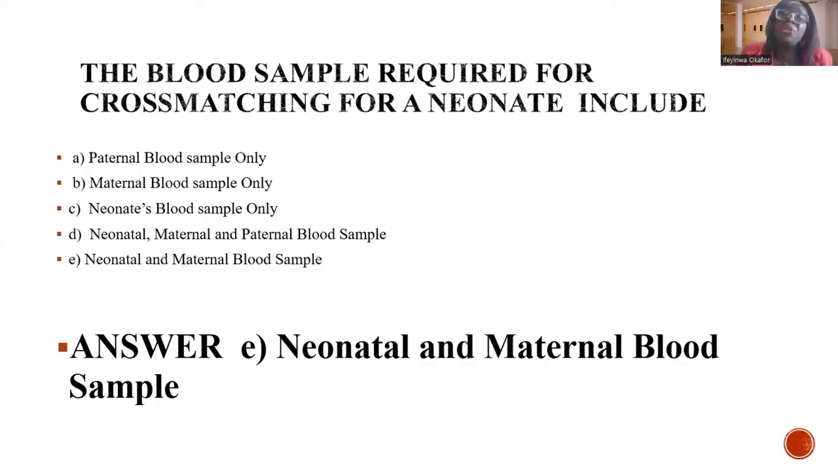When you are doing cross-match for a neonate, you must get the neonatal blood sample and also the maternal blood sample, in addition to the donor's sample, because newborns do not have their own antibodies. The antibody they have at that point in time is their mother's antibody. Any blood that you give to the neonate must be compatible with the mother. So the sample that you need for cross-matching for a neonate is neonatal and maternal blood sample.